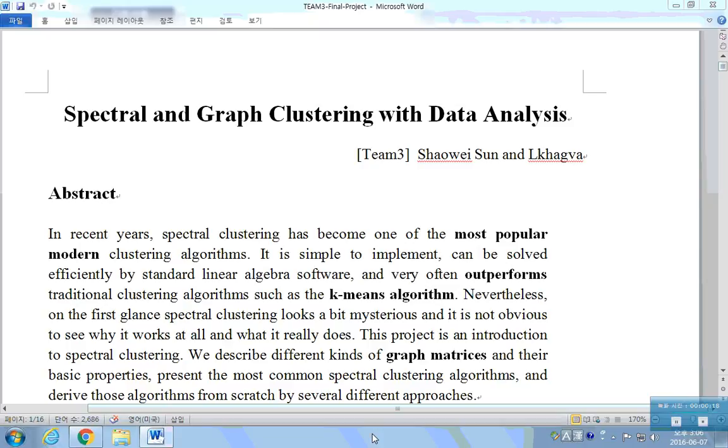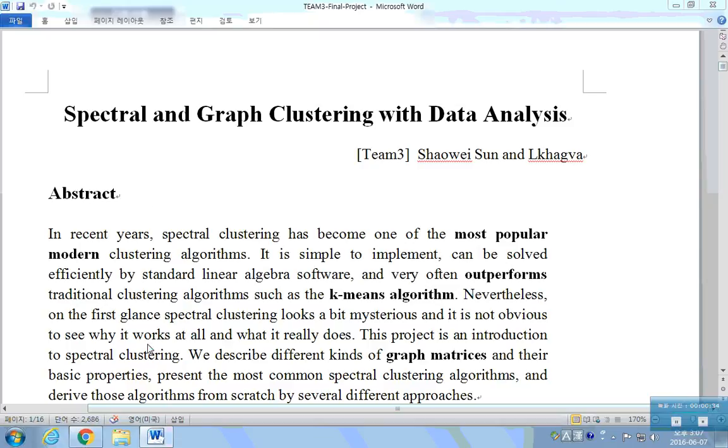Hello, good afternoon, everyone. I will talk about spectral graph clustering with data analysis. First, we are going to introduce the abstract of our project.